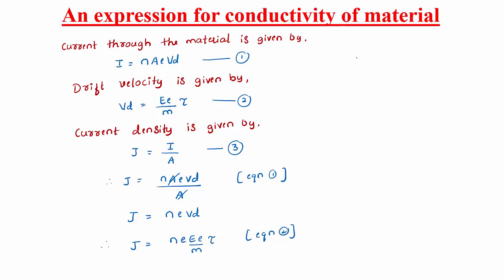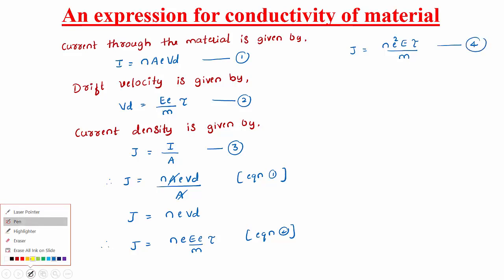Or we can write it as J equal to n e square, e into e will be e square, into capital E into tau divided by m. Now let us take it as equation number 4. Is it clear? So this is just from equation 1 and 2. We got that equation 4.